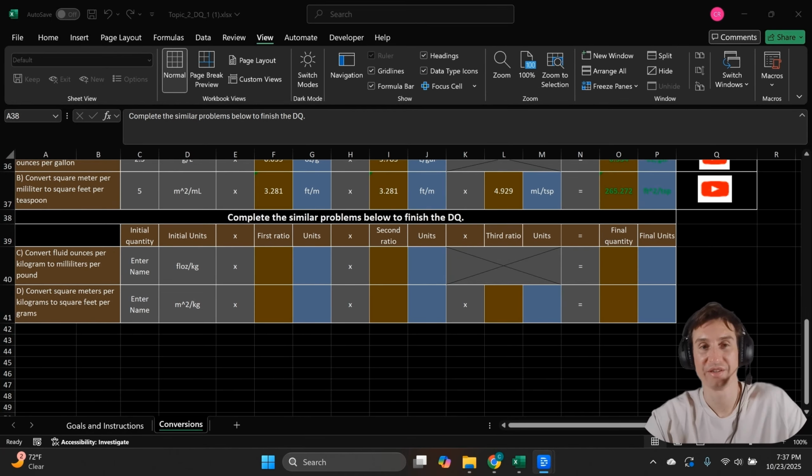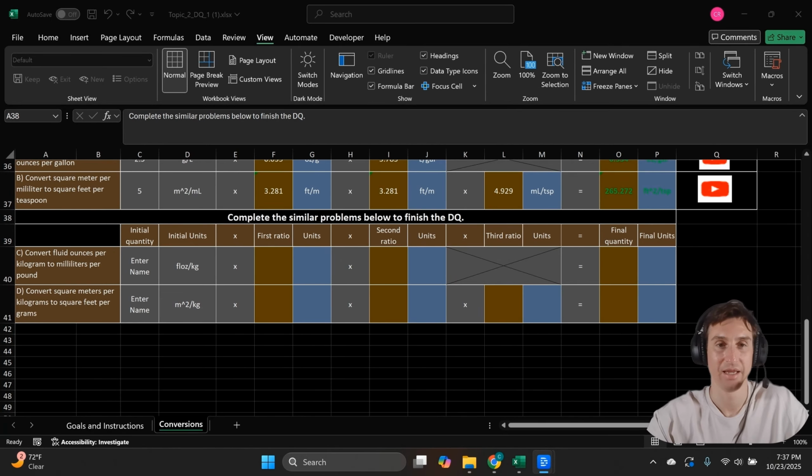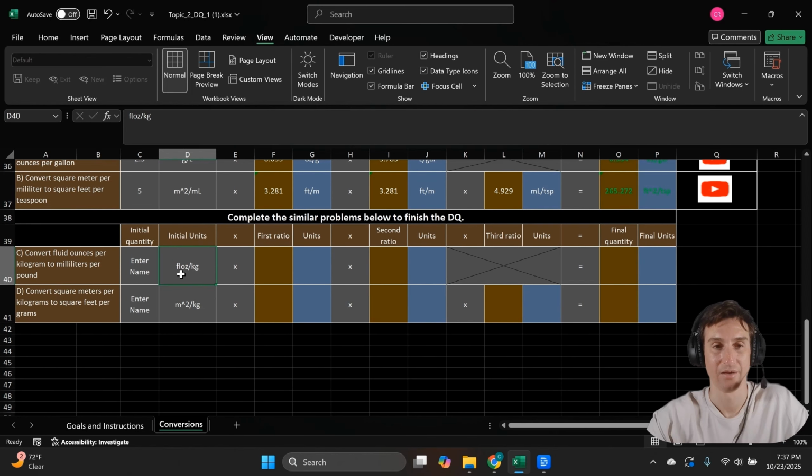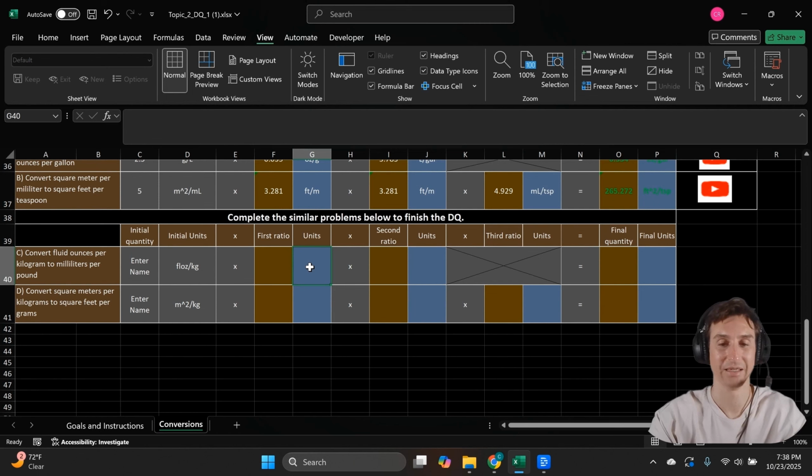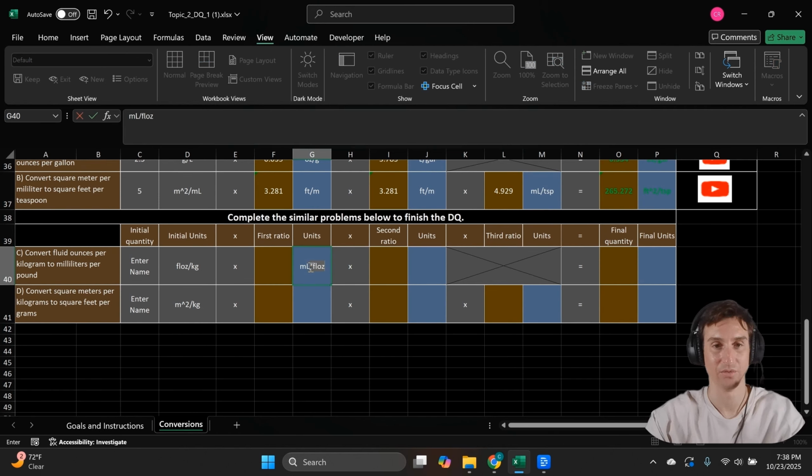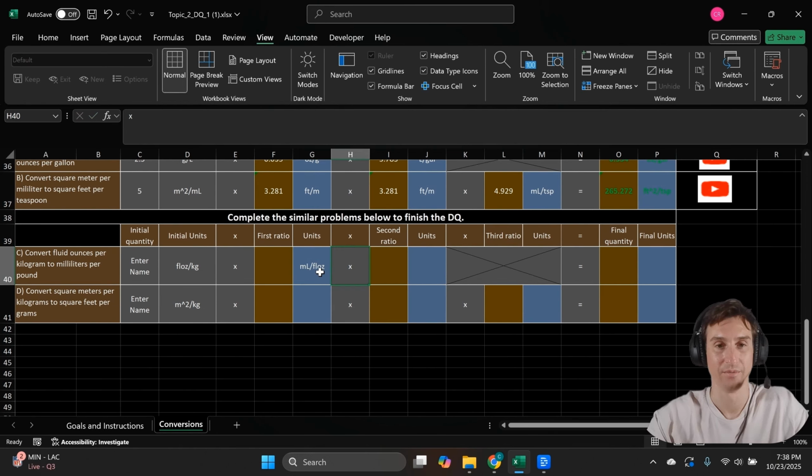Welcome into Part C for the Excel version. Let's start by reading Part C. It says convert fluid ounces per kilogram to milliliters per pound. The first thing I'm going to do is convert the fluid ounces to milliliters. Right now fluid ounces is in my numerator. If I would like to get rid of it and replace it with milliliters, that means fluid ounces needs to go into the denominator, which means milliliters needs to go into the numerator.